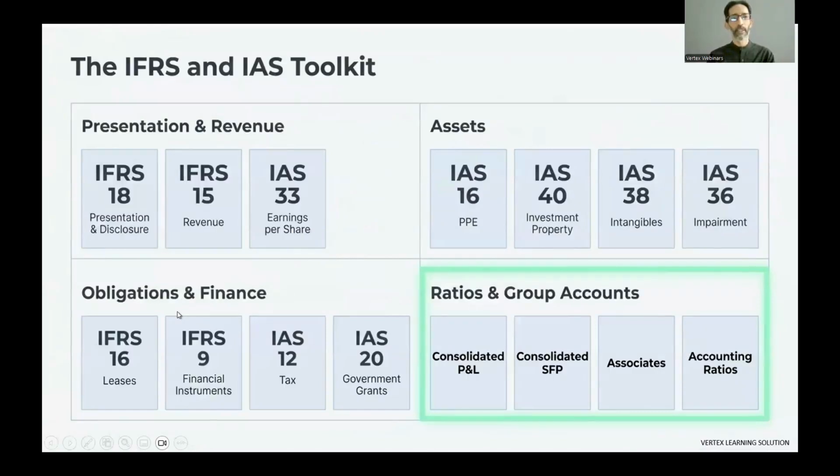Here we go. So now the master challenges, which are here, these are the main standards which are tested in the FR exam.